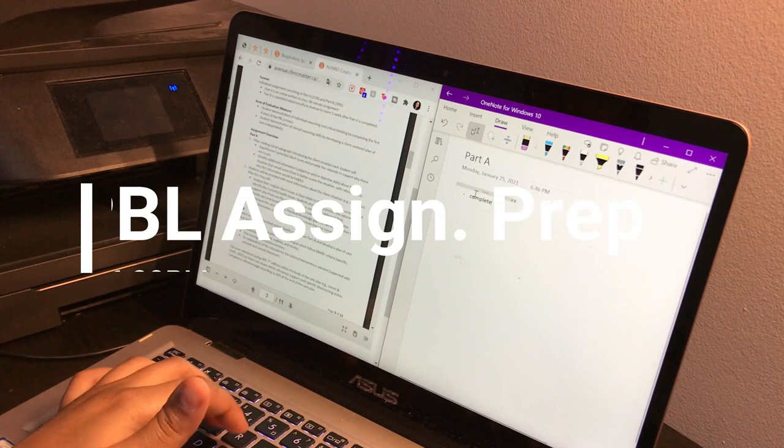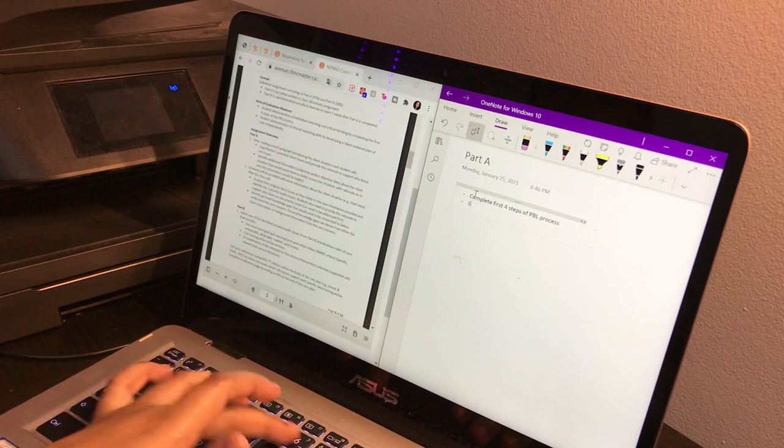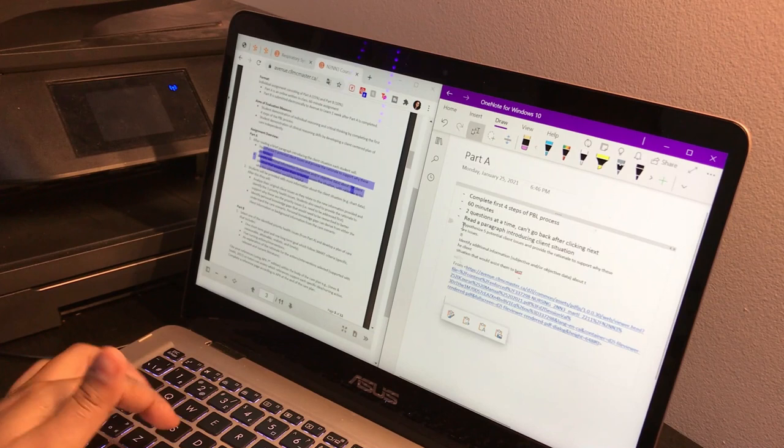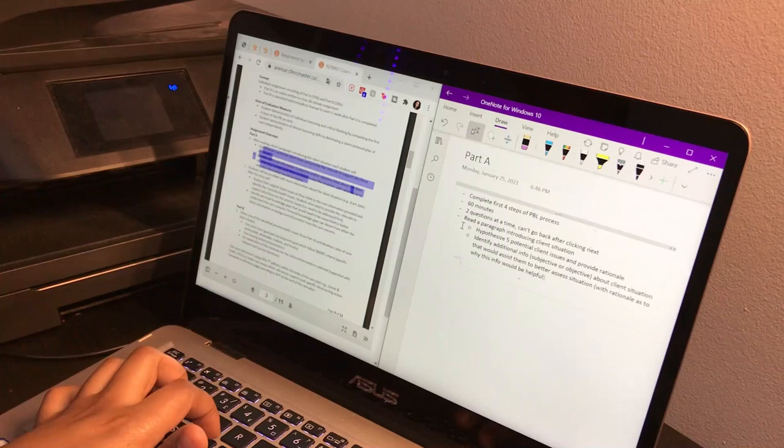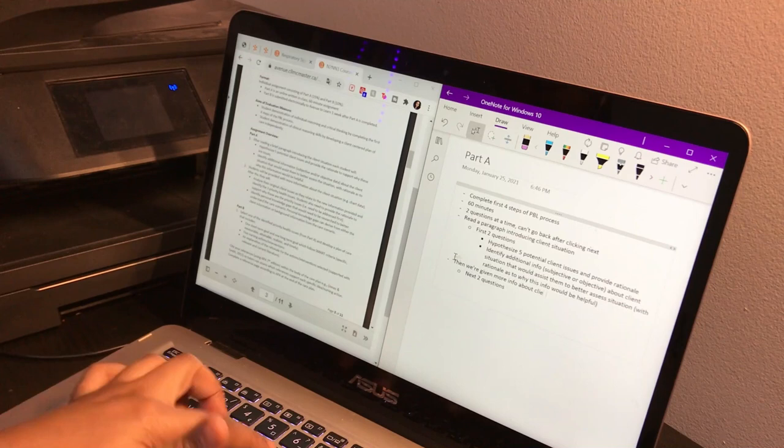At around 6:30 p.m., I began preparing for my critical thinking assignment, which is on Friday. It's basically a 60-minute online test that I have to do for one of my nursing courses called PBL. Right now, I'm just writing out the details of the test and what I need to review in preparation for it. I will talk more about this assignment and what exactly we do in PBL on Friday.